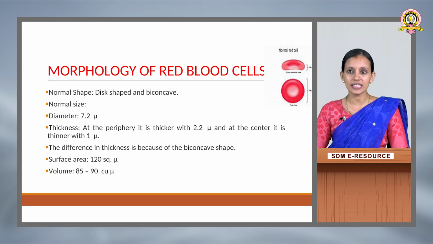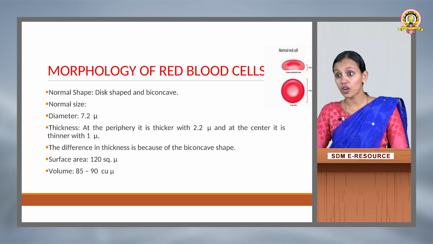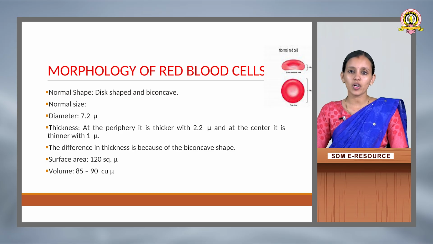Morphology of red blood cells: the normal shape of an RBC is disc-shaped and biconcave. The normal size has a diameter of 7.2 micron, and the thickness at the periphery is thicker at 2.2 micron, while at the center it is thinner at 1.1 micron. The difference in thickness is because of the biconcave shape. The surface area of an RBC is 120 square micron, and the volume is 85 to 90 cubic micron.